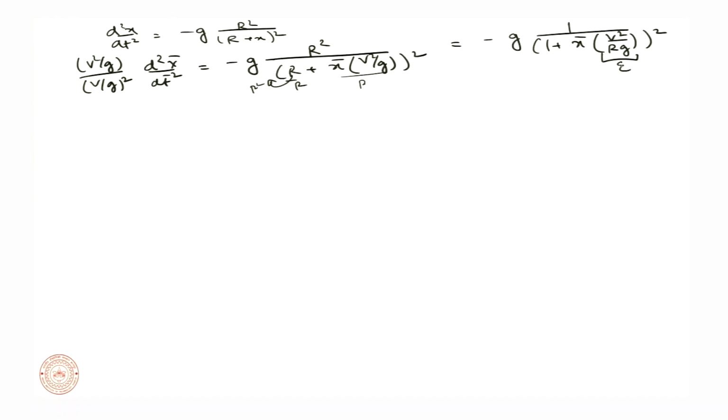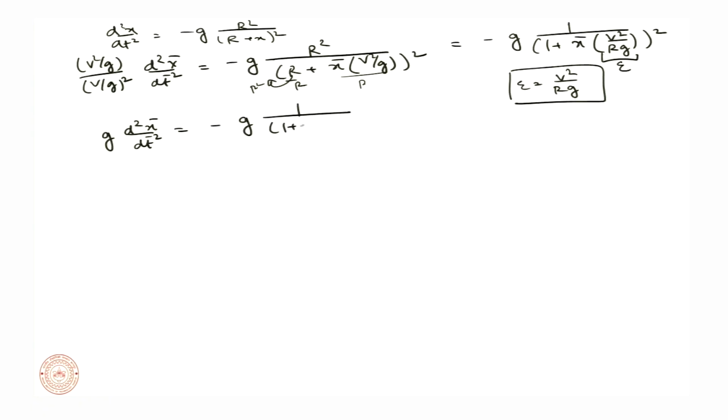This term is epsilon like the last time. Epsilon was the ratio of our velocity square to the terminal velocity square, and our left hand side expression has also been modified. So, what do we have? We have v square getting cancelled, g will come to the top. So, we have g d square x bar by dt bar square equals minus g times 1 over 1 plus epsilon x bar square.